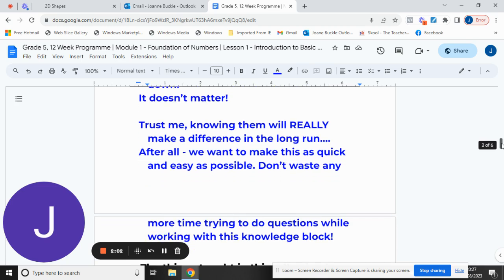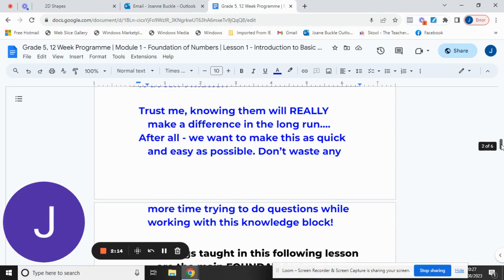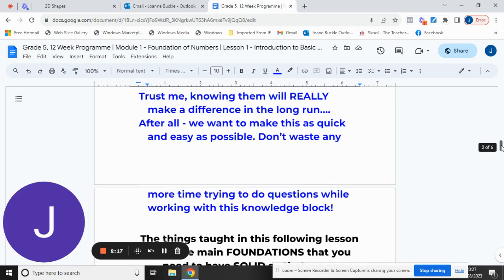Okay, as I've said here, trust me, knowing them will really make a difference in the long run. After all, both me and you want to make this as quick and easy as possible. Don't waste any more time trying to do questions while working with this knowledge block, okay?